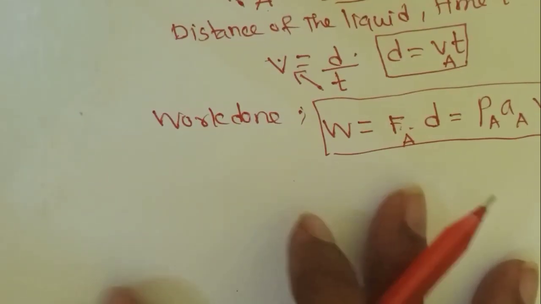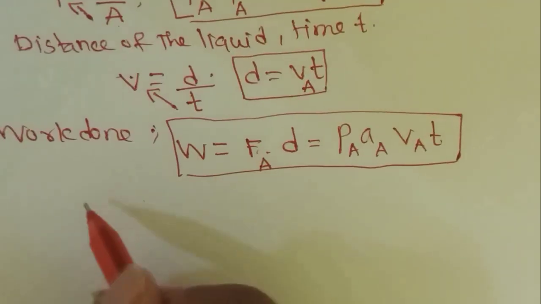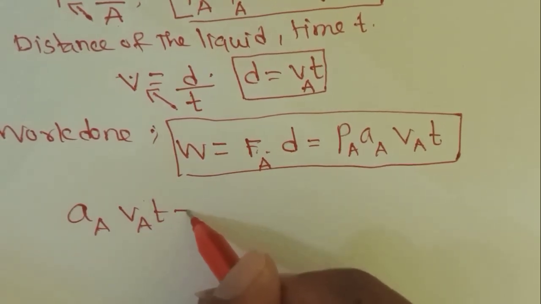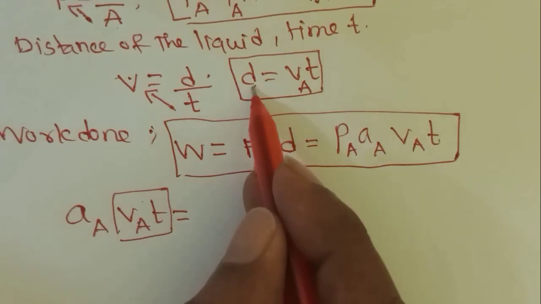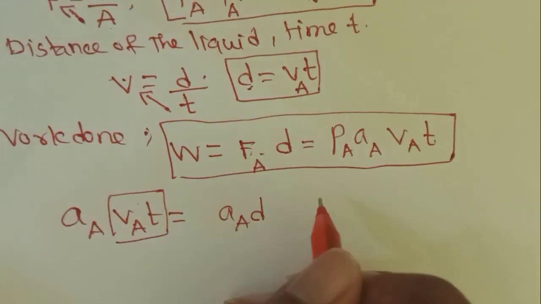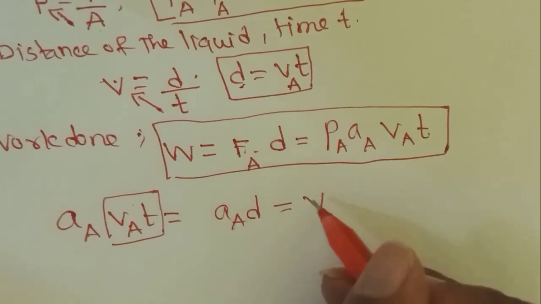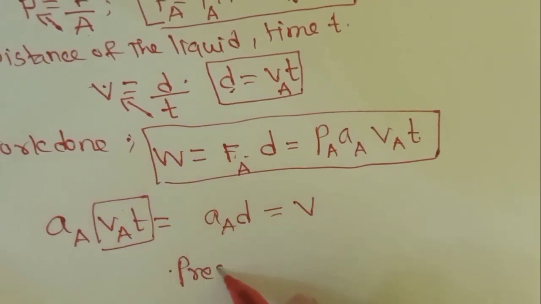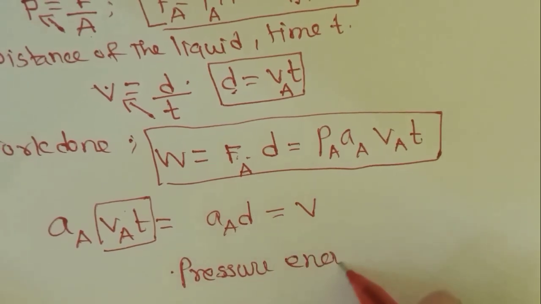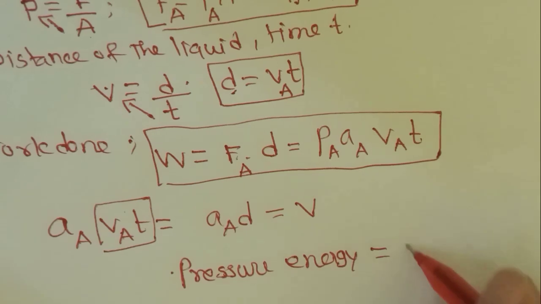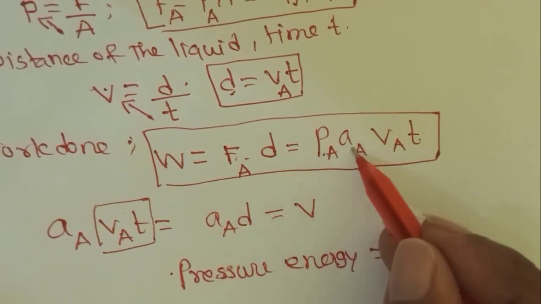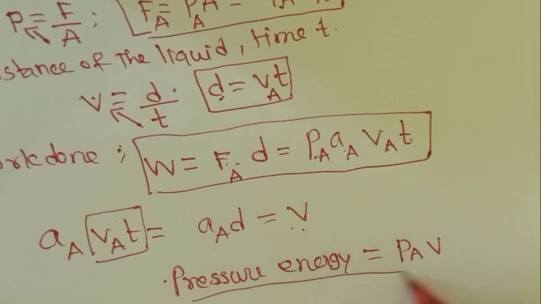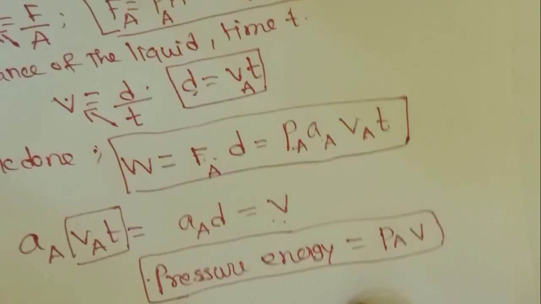Okay, and now let's discuss about this. The small a and v t, you know very well, is the distance, so you replace a and t. Now rearrange the equation, this is also called volume V. So now rearrange the equation, this work is nothing but the pressure energy. So the pressure energy equals P a, and this a v t is called V. So P V. So this is the important pressure energy you find.